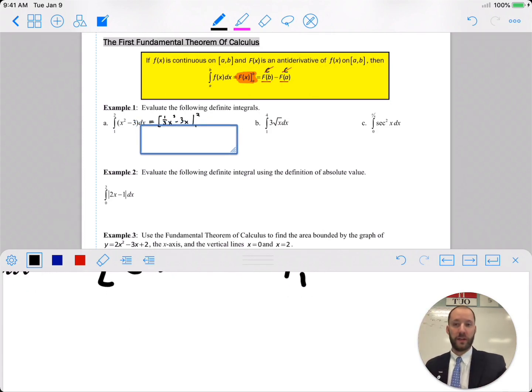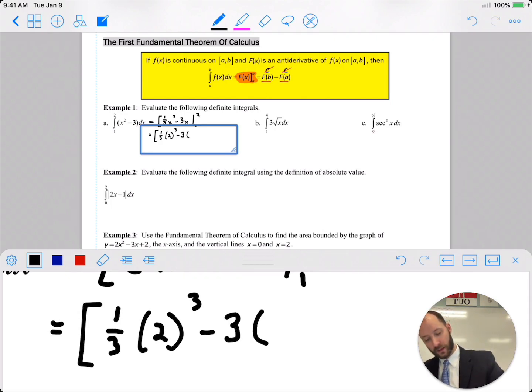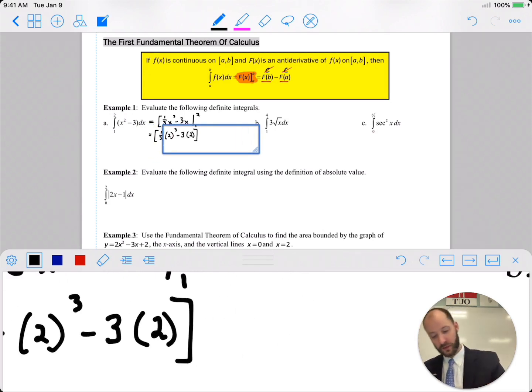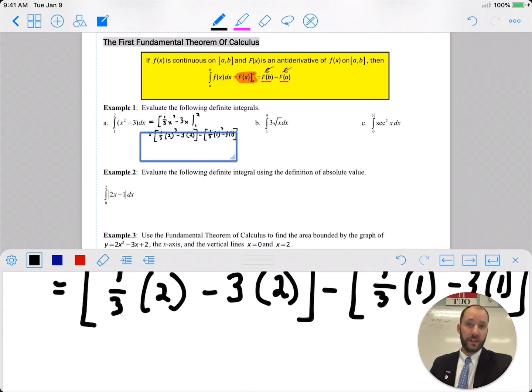And then we'll evaluate from 1 to 2. So first, plug in 2, so 1/3 times 2 cubed minus 3 times 2. That's our b, the upper bound, minus big F(a), the lower bound: 1/3 times 1 cubed minus 3 times 1. And then there's a lot of arithmetic involved with these.